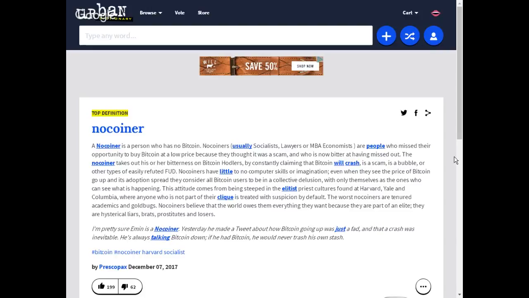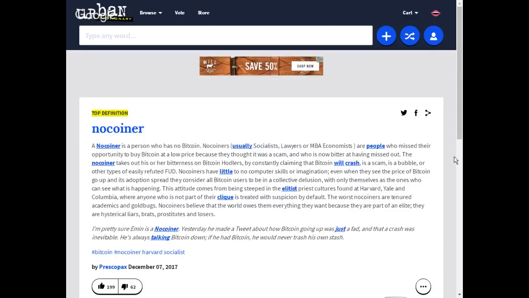Nocoiners have little to no computer skills or imagination. Even when they see the price of Bitcoin go up and its adoption spread, they consider all Bitcoin users to be in a collective delusion, with only themselves as the ones who can see what is happening. This attitude comes from being steeped in the elitist priest culture found at Harvard, Yale, and Columbia, where everyone who is not part of their clique is treated with suspicion by default.